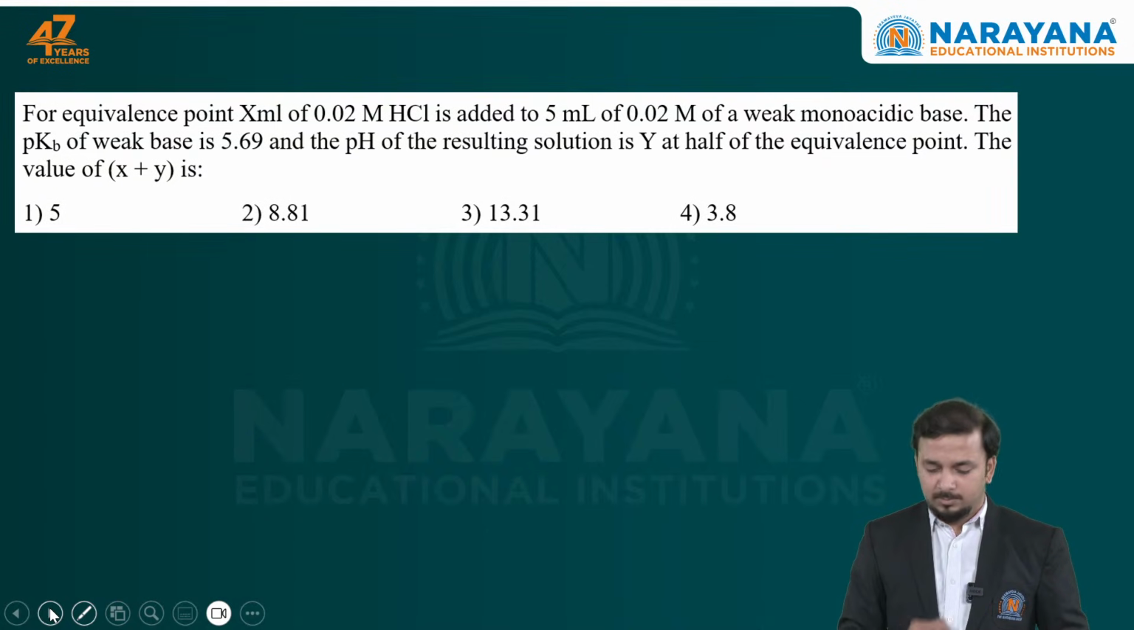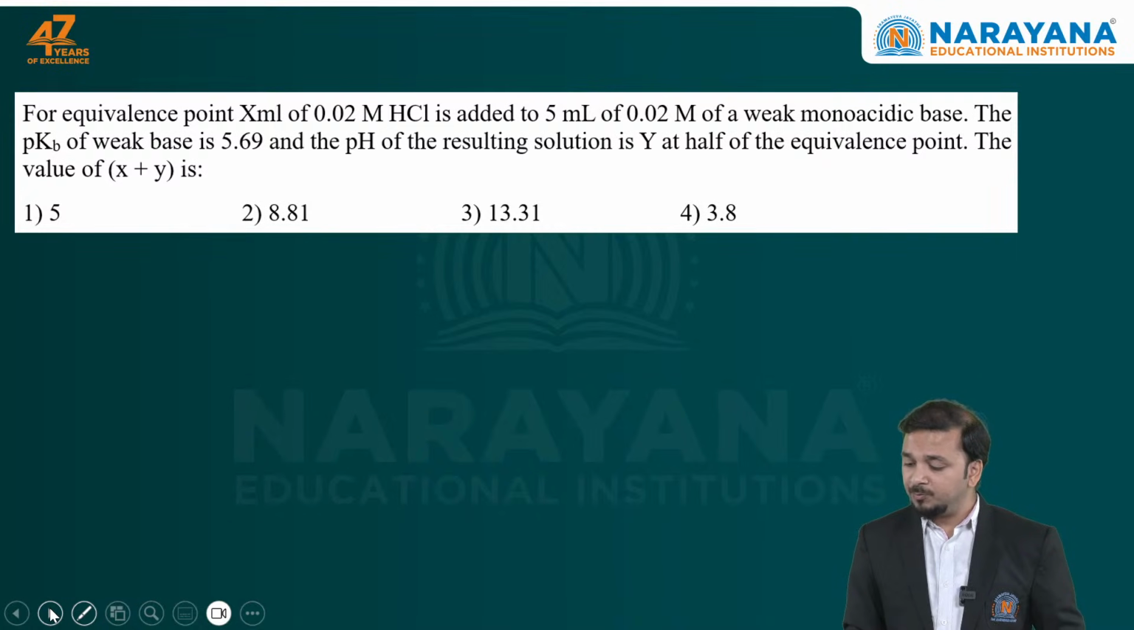Let's see the next question. The next question is from Ionic equilibrium chapter. Now this says for equivalence point, X ml of 0.02 M HCl is added to 5 ml of 0.02 M weak monoacidic base. The pKb of weak base is 5.69 and pH of the resulting solution is Y at half of the equivalence point. So the value of X plus Y is. So again in this we have to find two things. First, the volume of HCl which is used, and second we have to find the pH of the resulting solution at half equivalence point.